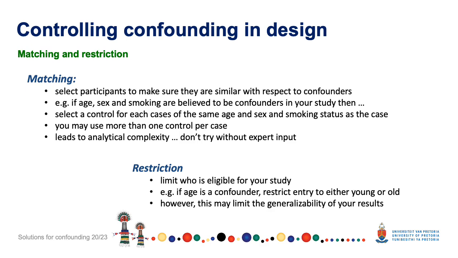Now, with regard to restriction, you limit entry into your study. So I'm only going to study women aged between 30 and 50. I'm not going to include any men. I'm not going to include women who are younger than that age group or older. Now, that's a very good way to exclude those confounders, if there are potential confounders, but it would limit the generalizability of your results, of course, so there's a bit of a drawback.